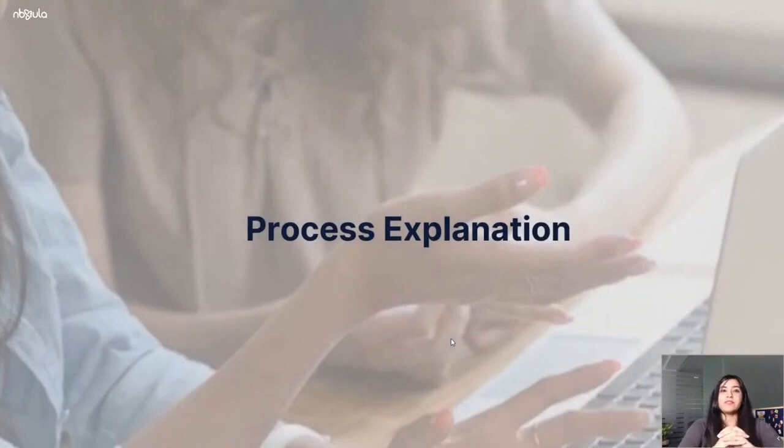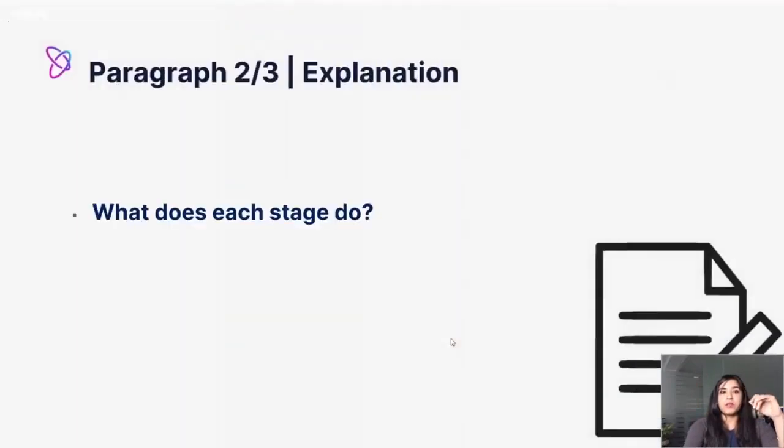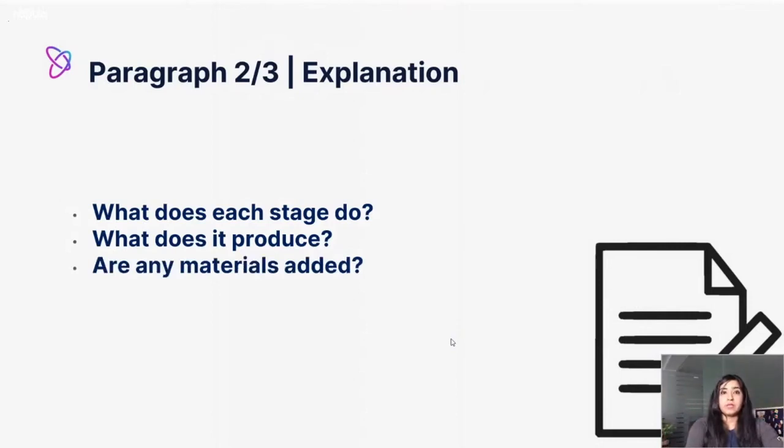Okay, the next few paragraphs, like we discussed, would be explaining the process. Okay, so you will have to have maybe 1 or 2 paragraphs where you'll explain in detail about the process. Okay, so here you can mention, what does each stage do? What does each stage consist of? What does each stage produce, or what is the overall production? What are you producing by the end of it? Are there any materials added?